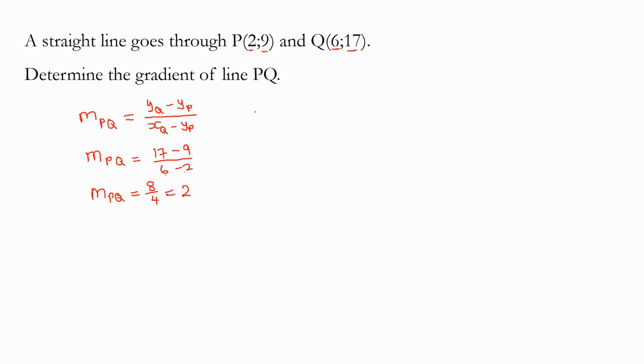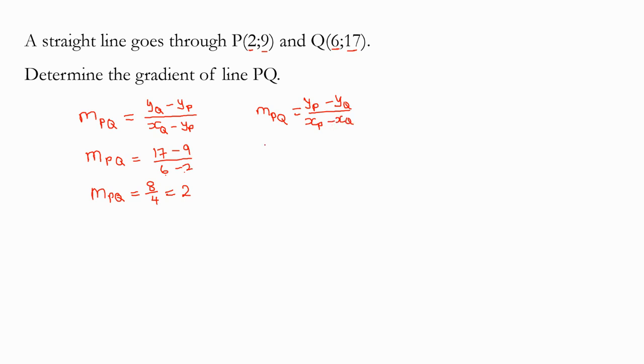Right, you can also use this. It's not like we have to say the coordinates of Q minus the coordinates of P only. You can even have your y coordinate of P minus your y coordinate of Q divided by the x coordinate of P minus the x coordinate of Q.